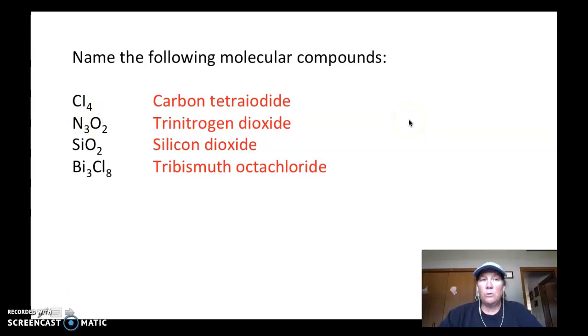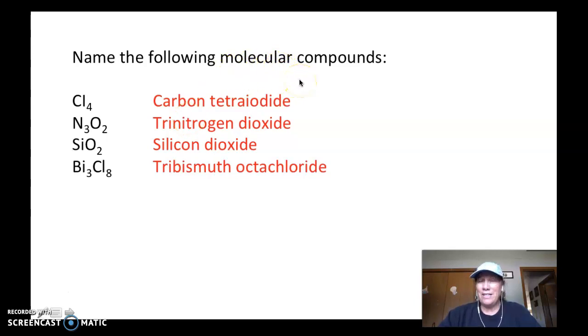But what I would do when you're doing these is you write the symbols, carbon and iodine, and then you look for prefixes. This one doesn't have one, so it's just C. Tetra, iodine is there, and tetra is 4, so it's CI4. Again, don't worry about charges, don't worry about crisscrossing. You don't have to do these because these are molecular compounds.